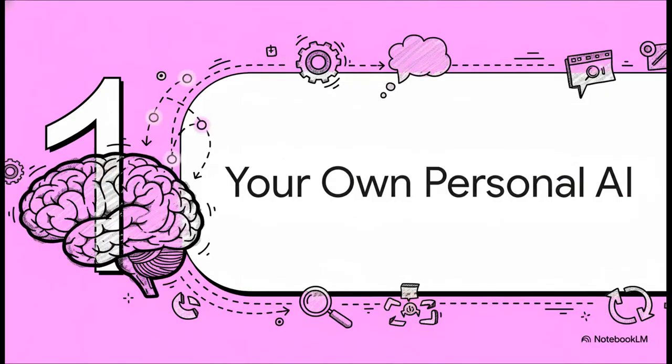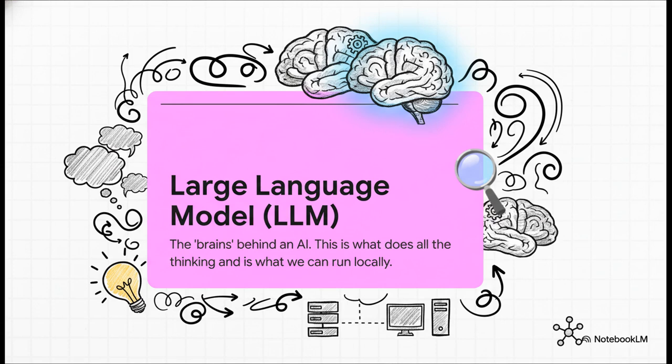All right, so to get all those benefits, you first got to understand the one piece of tech that makes this whole thing tick. And that piece of tech is the large language model, or just LLM. The easiest way to think about it is as the brains of the operation. This is the massive, complex file that does all the heavy lifting, all the thinking. It's the thing you'll actually download and run.